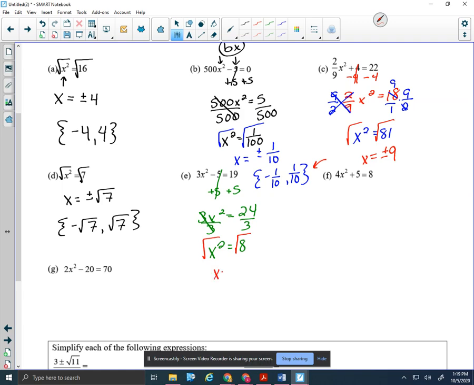Now this one's a little different. 8 isn't a perfect square, but it does have a perfect square that goes into it. So you should have had a lot of practice on this in both Algebra 1 and Geometry. Basically, we take this radical 8 and we split it up into the perfect square, which is the square root of 4, and then what I call the leftovers. So 8 is 4 times 2. So I split it up into the part I can take the square root of and the part I can't take the square root of.